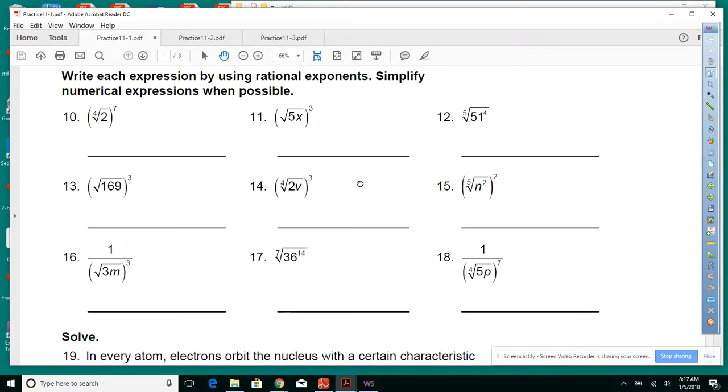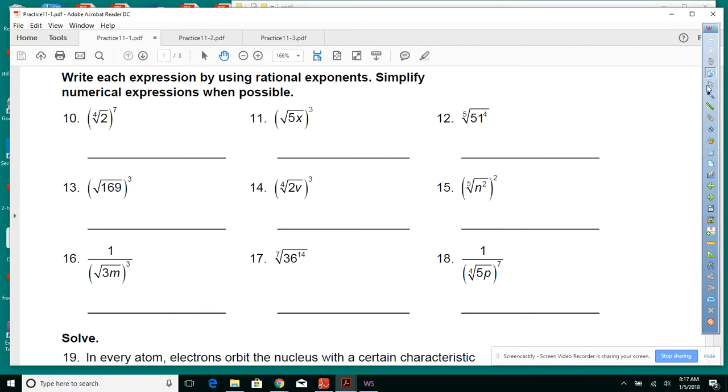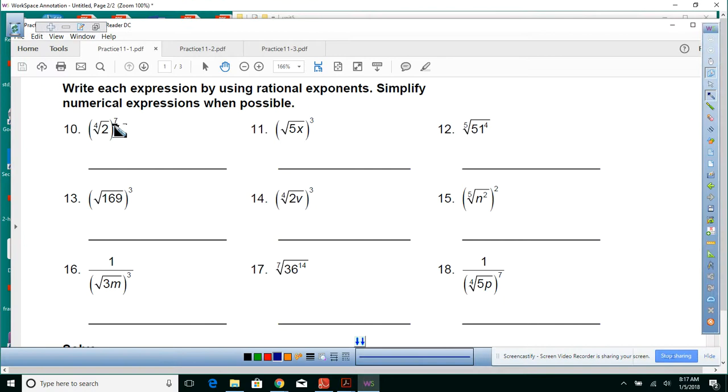Now we're going to write each expression by using rational exponents. Okay, so now it's in radical form, and we're going to change it to rational. So 7/4. 2 to the 7/4. That's going to give you 5x, and that's going to be 3/2. Okay, I can't take that any further. This is going to be 51 to the 4/5.